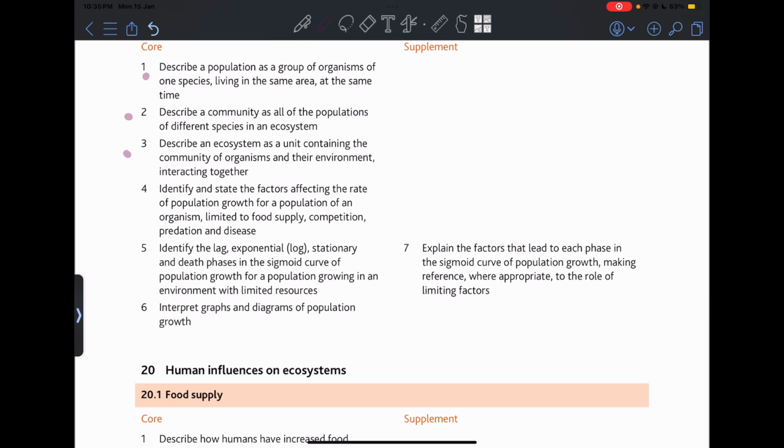Number 7, explain the factors that lead to each phase in the sigmoid curve of population growth, making reference where appropriate to the role of limiting factors. So as I said, you have to know each phase and how and why it happens, and you have to also label.